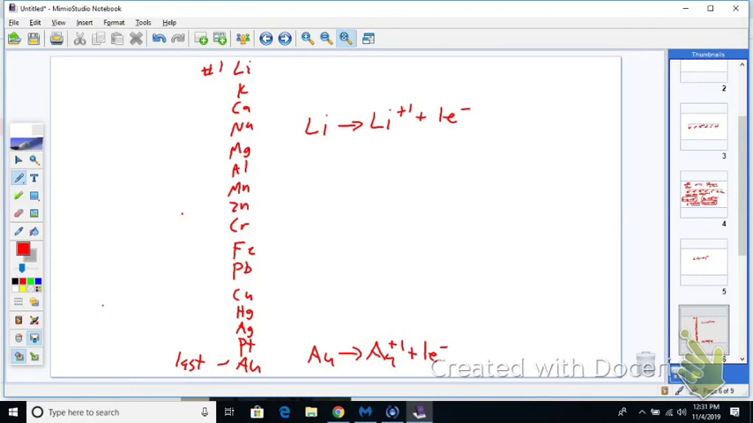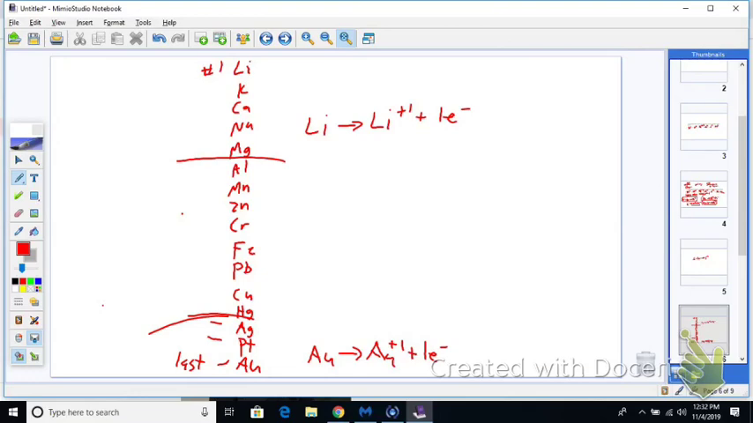And if you notice, gold, platinum, and silver at the bottom, they're least likely to give up electrons. So they're least likely to corrode. They're least likely to react. The top ones that are most likely to react would be these top 4 or 5. They're most likely to give up their electrons, and it doesn't take much to give up their electrons.